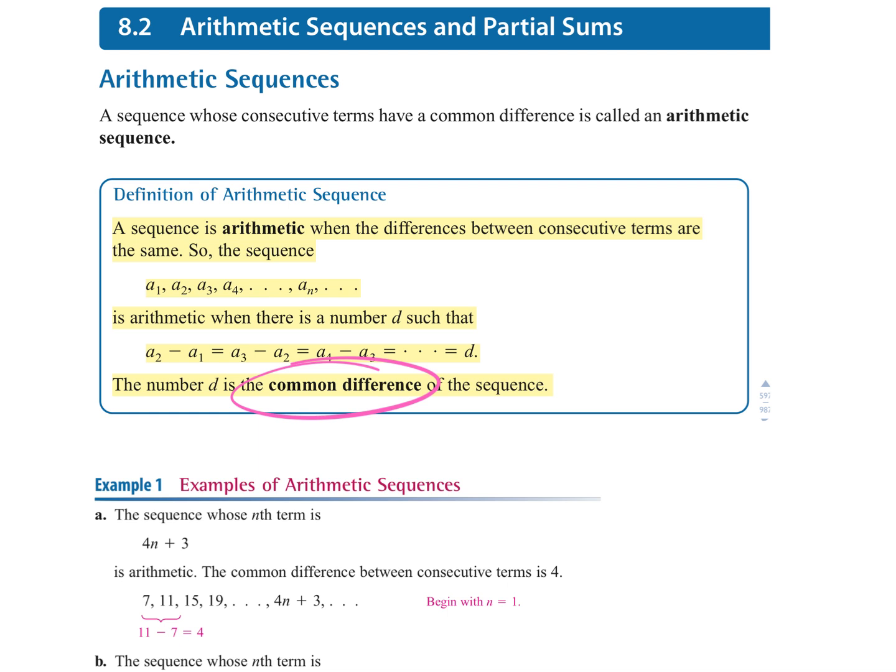So an example of an arithmetic sequence would be like 3, 5, 7, 9. What would our common difference be? What are we adding to get from one number to the next here? We're adding 2. So 2 would be our common difference.